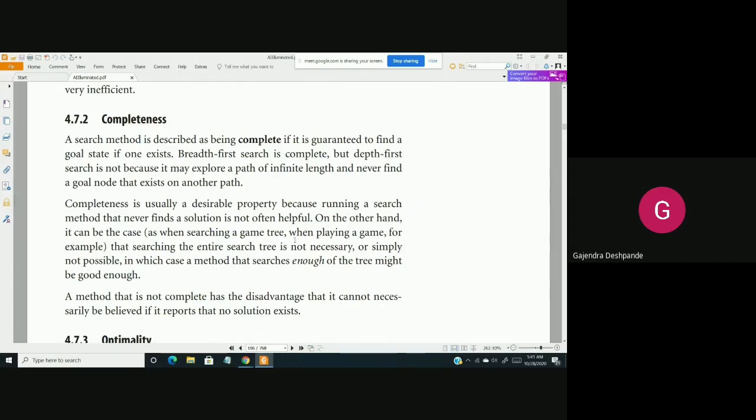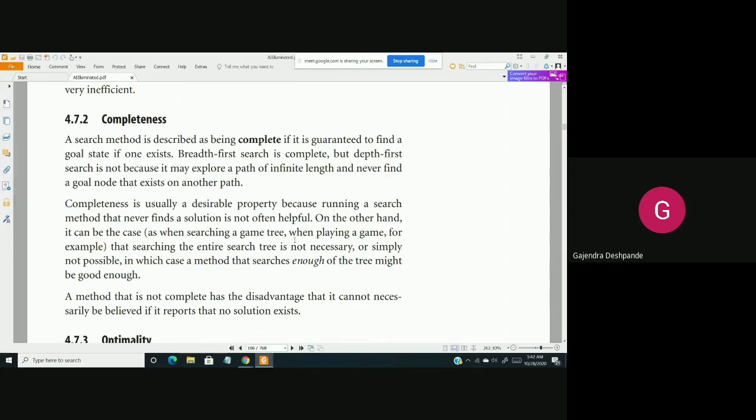So breadth first search is complete, whereas depth first search is not complete, because it may explore a path of infinite length and never find a goal node that exists on the other path. Okay, so here completeness means that if you use a particular search method, then it is guaranteed that you will get a result. Okay, you will reach the goal state.